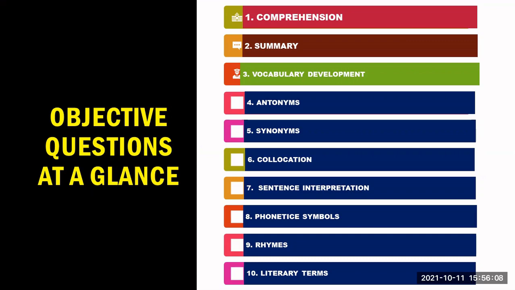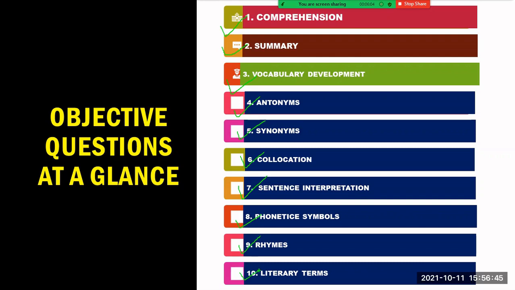So here you have the first one, comprehension questions. You have summary questions. You have questions on vocabulary development, questions on antonyms, questions on synonyms, questions on collocation, questions on sentence interpretation, questions on phonetic symbols, questions on rhymes, and then questions on literary terms.